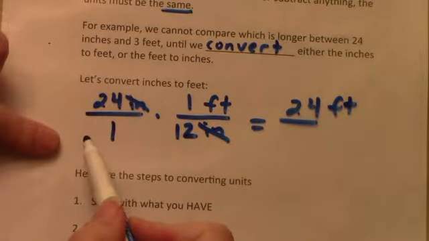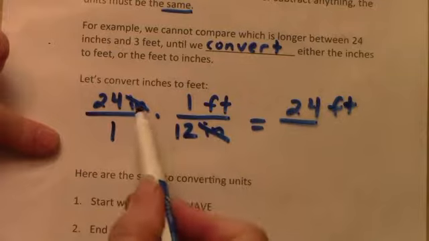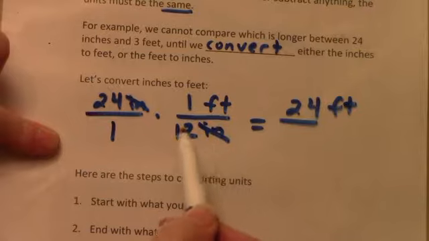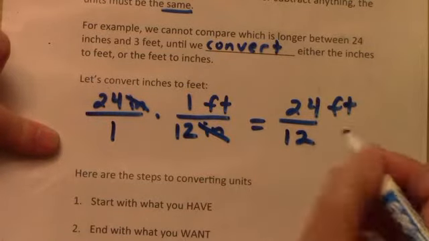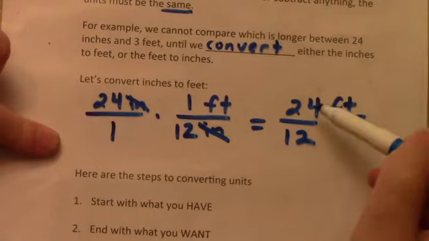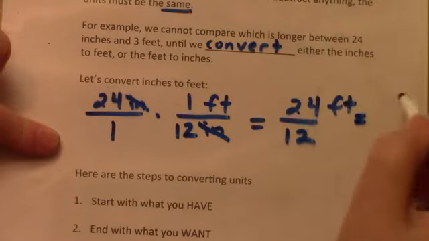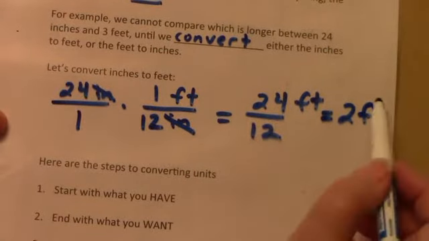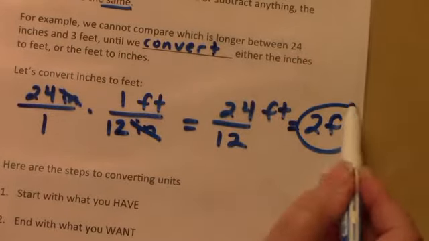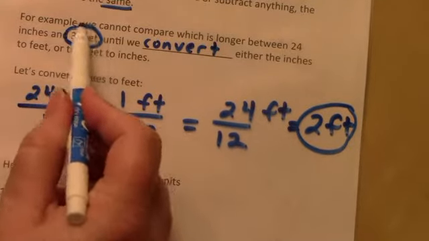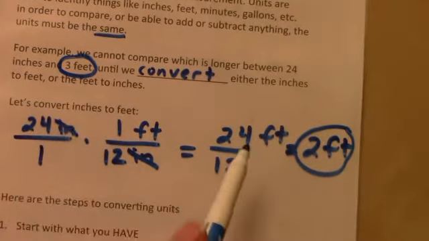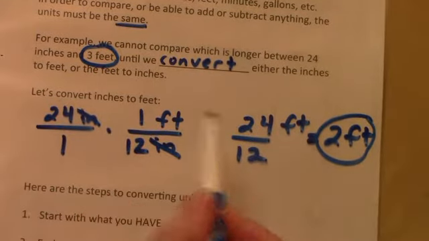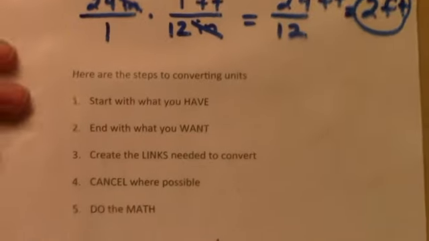But now underneath here we have 1 times 12, because we know 24 inches does not equal 24 feet, so we have to include our denominators. 1 times 12 is 12, and now let's simplify that. 24 divided by 12 is 2. So our answer is 2 feet. Well, now we can compare which is bigger, 2 feet or 3 feet. Now we easily can see that 3 feet is bigger than 24 inches because we converted these inches to feet.